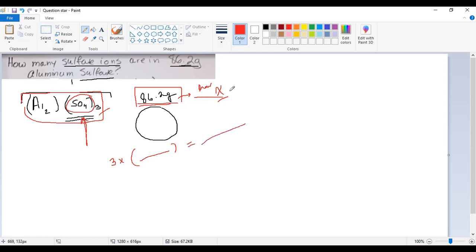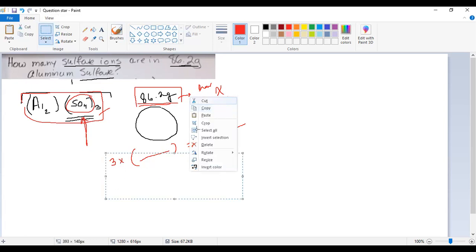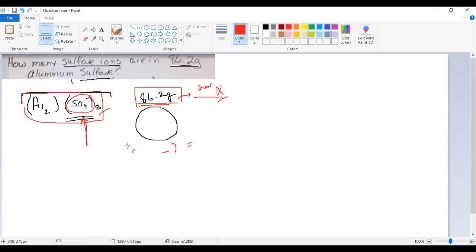So 3 times the total number of molecules will essentially give me how many sulfate ions there are. So it becomes important at this stage to be able to figure out how many molecules are actually in the gram amount that we're given. How many molecules are there in 86.2 grams?